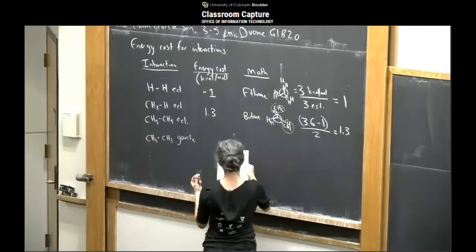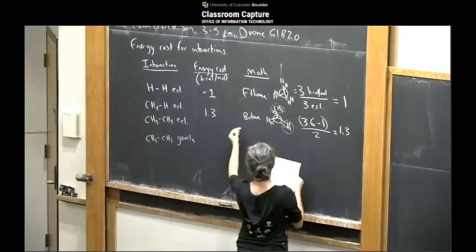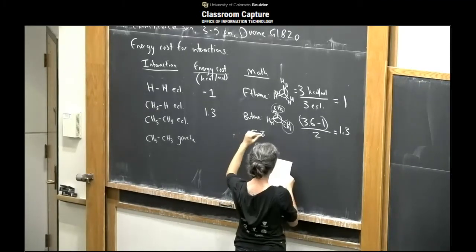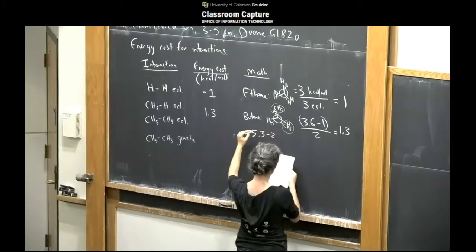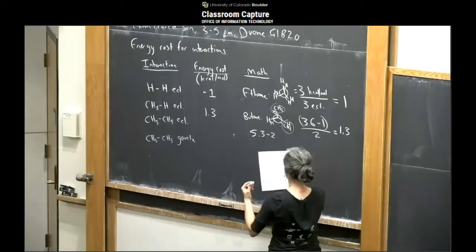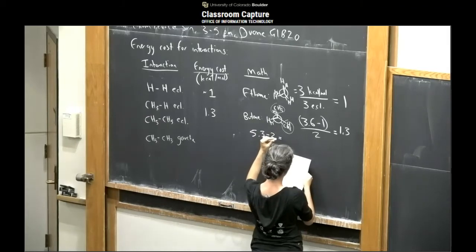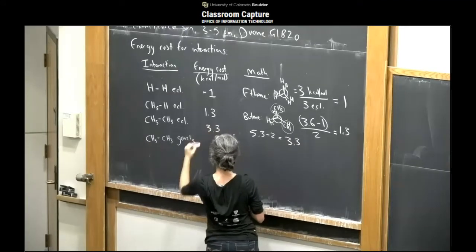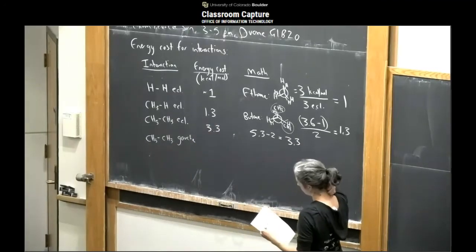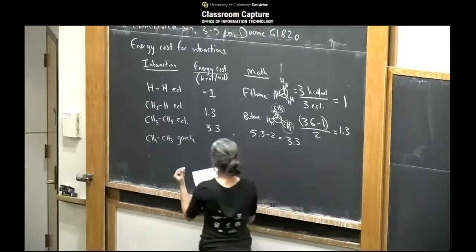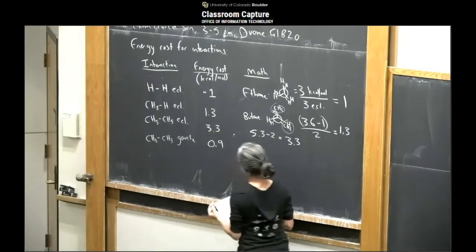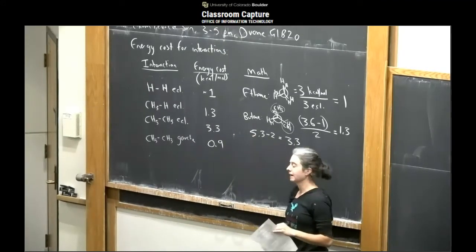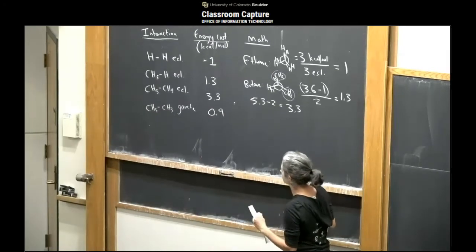Okay, the CH3 CH3 eclipse we can do similarly. For butane, again, it's going to be a different conformation. I'm just going to write out what we do, but 5.3 here minus 2 because there are 2 HH eclipses in that form is going to be 3.3. Okay, and then the CH3 gauche is pretty easy. It's just 0.9 because the one gauche projection of butane we had cost 0.9 overall, and that was the only interaction going on.